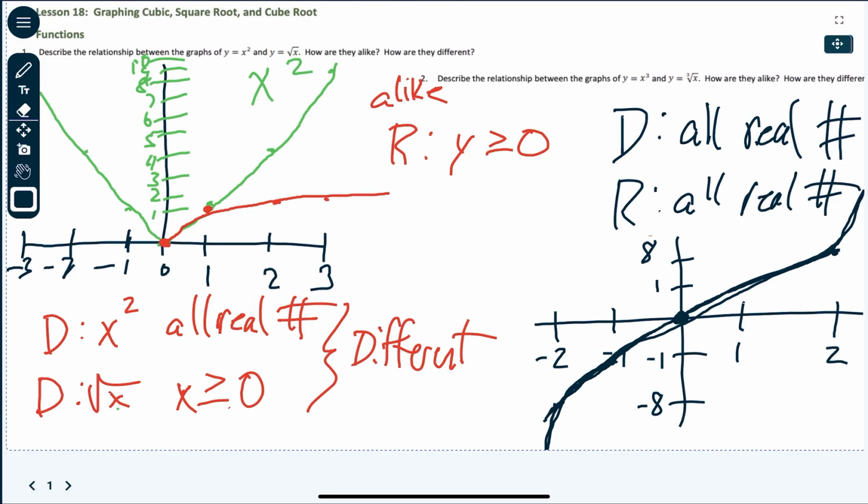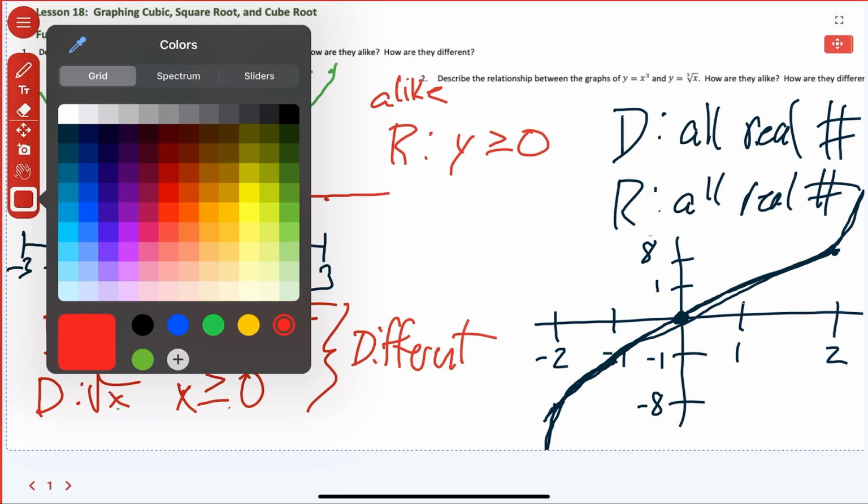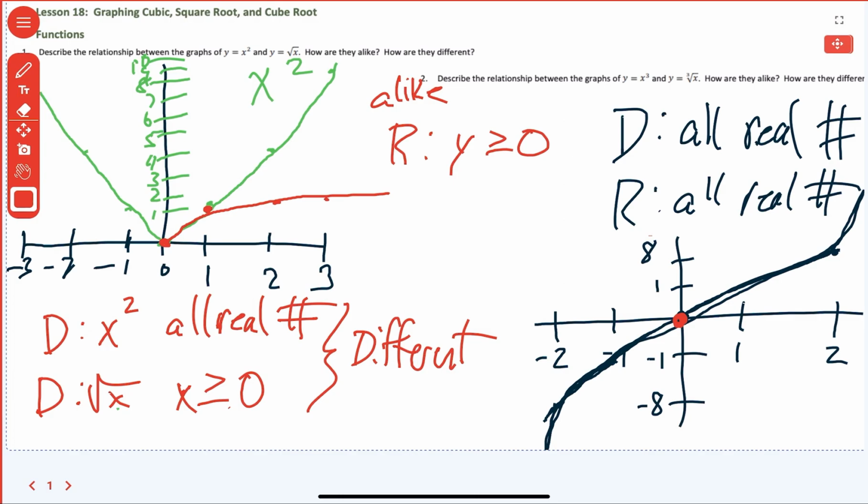Now, if we did the cube root, what's the cube root of 0? Cube root of 0 is 0. What's the cube root of 1? What's the cube root of 2? Cube root of 2. All right. What's the cube root of -1? What's the cube root of -2? Yep. So that's what that's going to look like.